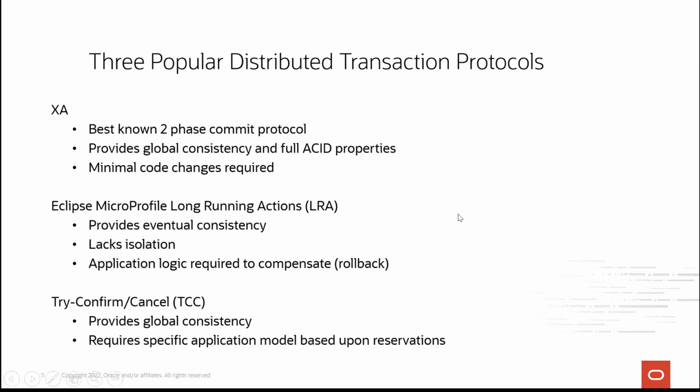So, three popular protocols. XA has been out there for quite some time. It is a proven technology, the best two-phase commit protocol that is known in the industry. It provides the full ACID properties. Then there is LRA. LRA provides eventual consistency, but it lacks isolation as such. And there is some business logic that developers would have to write in order to compensate the transaction.